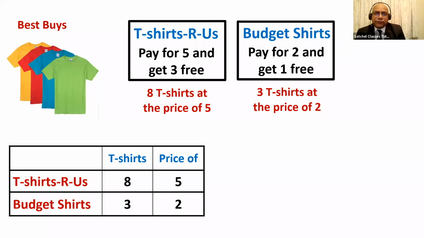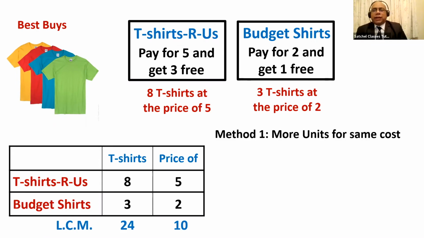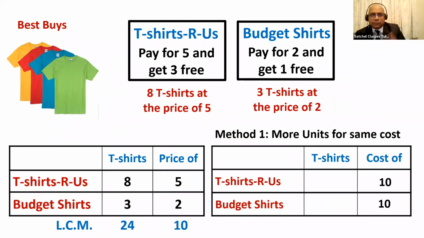Now, let's compare in two different ways. First, in terms of the same number of T-shirts, which one are you going to pay less for? And second, for the same price, where are you going to get more T-shirts? So let's find the LCM for the T-shirts and the price. In the case of T-shirts, the LCM of 8 and 3 is 24. And in the case of price, the LCM of 5 and 2 is 10. So let's find out where you'll get more units for the same price. Let's make the price 10, because the LCM of 5 and 2 is 10.